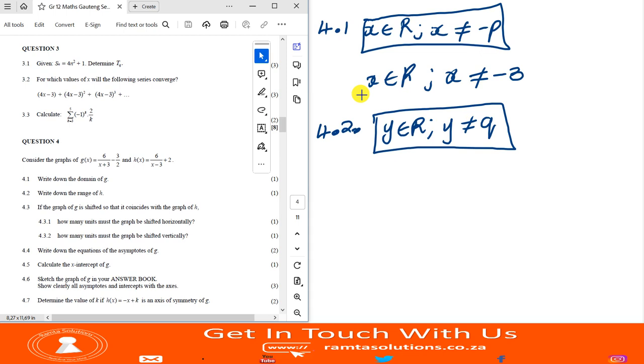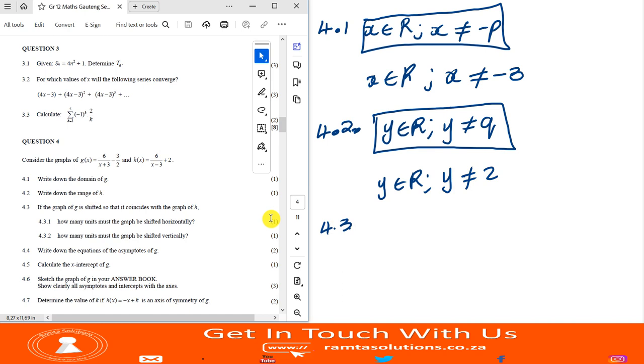That is your range. So to answer your question, y is an element of the real numbers, but y is not equal to, remember we're looking for h, this is h. What is the value of q? It's positive 2. So y is not equal to 2. 2 marks so far.